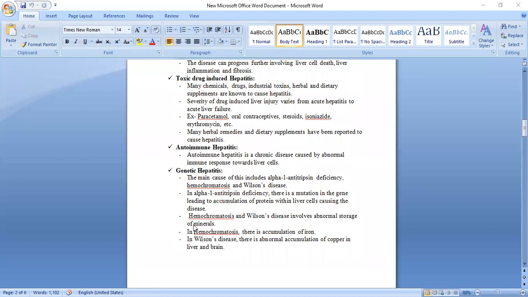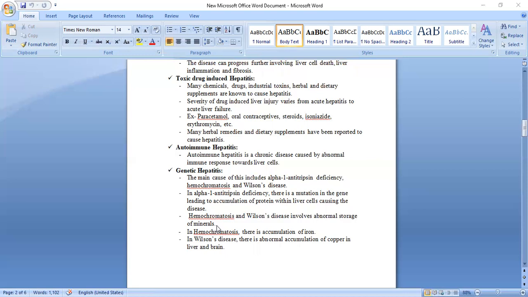Now see, hemochromatosis and Wilson disease involve abnormal storage of minerals. What happens in these diseases, hemochromatosis and Wilson disease? Abnormal storage of the minerals.